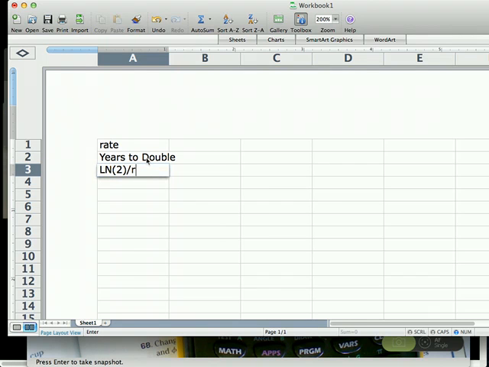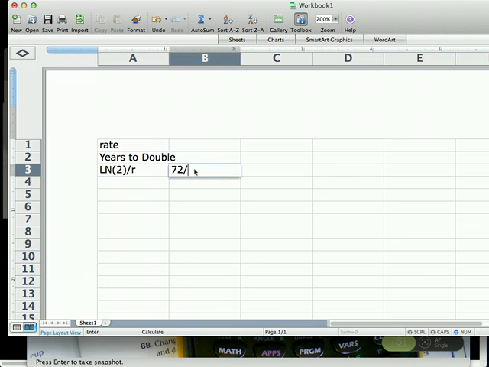We'll do this one, ln of 2 divided by r, which is technically the exact value. Compare that to 72 divided by r.